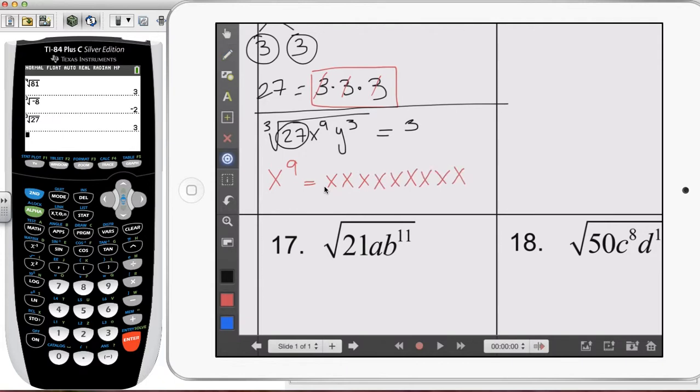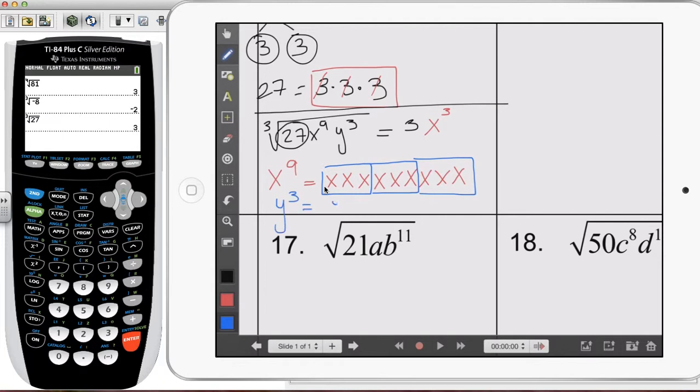Now since I have an index of 3, it means any groups of 3 will leave the radical. So that's one group. That's a second group, and that's a third group. As you can see, I have three groups. So x to the power 3. Okay? Now let's move on to y to the third.